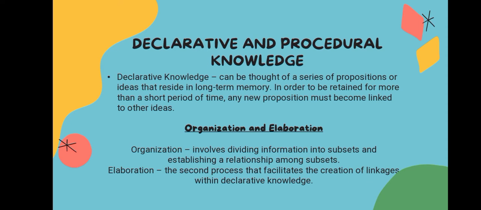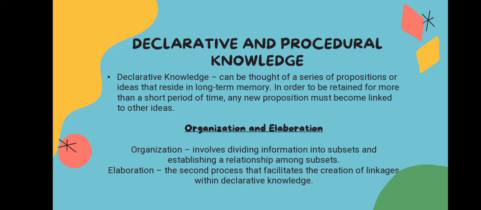to the two processes, organization and elaboration. These too facilitate linkages within declarative knowledge. Organization involves dividing information into subsets and establishing a relationship among the subsets. This is because we tend to naturally categorize the things we see. Multiple classifications are involved, all helping us link new information to what we already know and helping us retrieve that information when we need it.